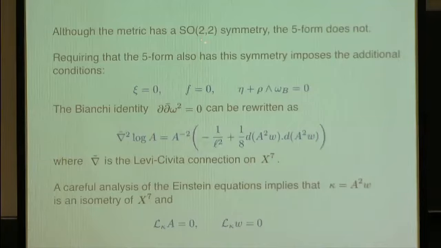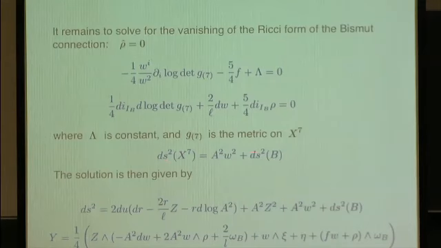So if you impose the SO(2) symmetry on the 5 form, you get additional conditions. In particular, this 2 form psi has to vanish, this function f also has to vanish, and this combination eta plus rho wedge omega B also has to vanish. And the Bianchi identity simplifies from 4 equations just to 1. dd bar omega squared equal to 0 just becomes the Laplacian of the logarithm of a is equal to a to the minus 2 times minus 1 over L squared plus an eighth dA squared omega contracted with itself, where this is the Levi-Civita connection on the 7-dimensional X7, which has this metric here.